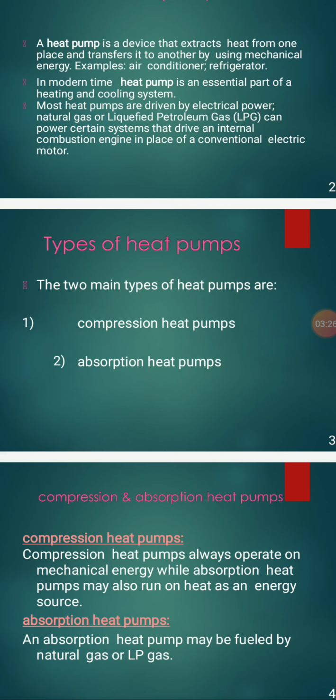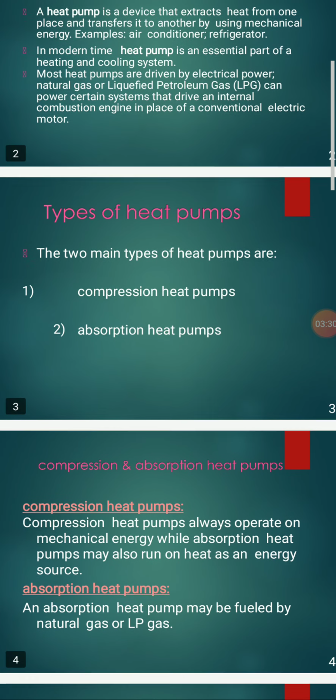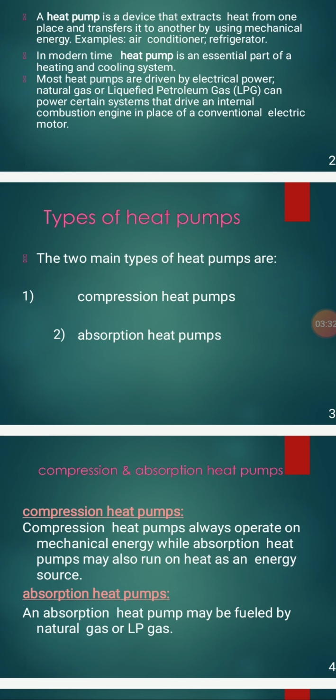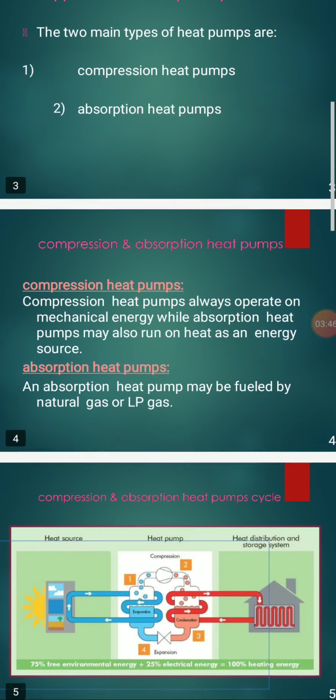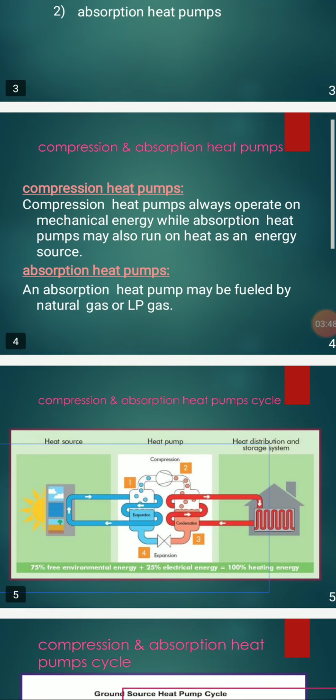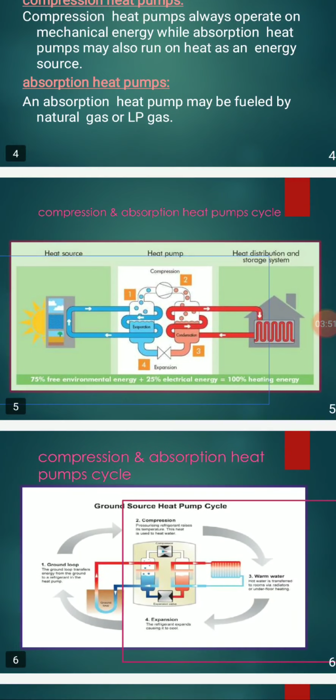But the difference between a refrigerator and a heat pump is the desired effect. That's it. Here the desired effect is heat rejection, while there the desired effect is cooling in the refrigeration system. There are two types of heat pumps: the compression heat pump and the absorption heat pump. Now, straight to the description, just observe this figure.